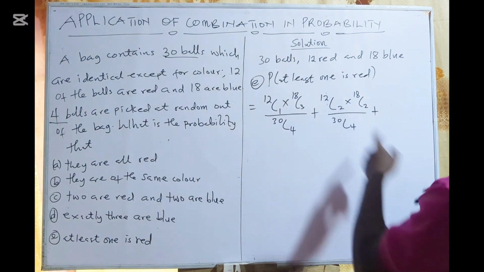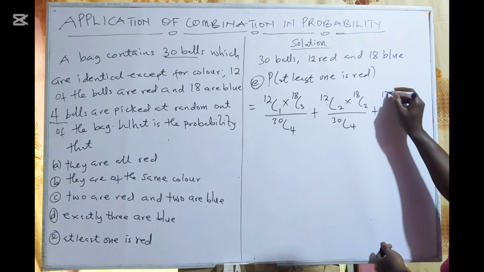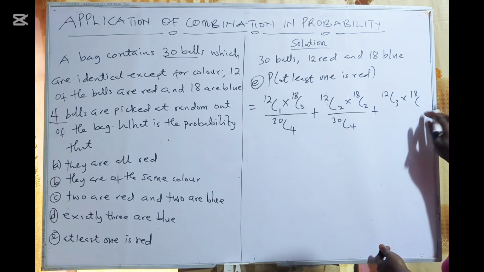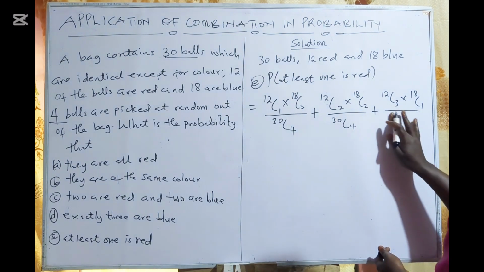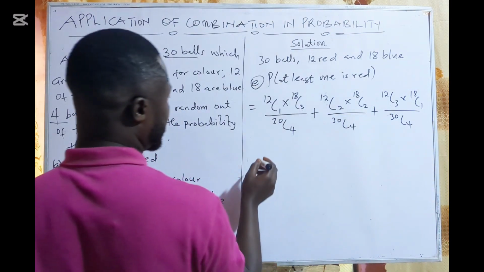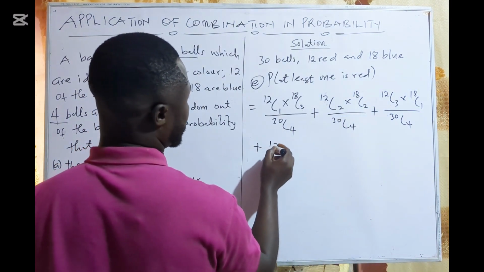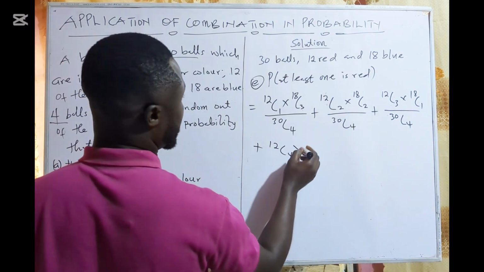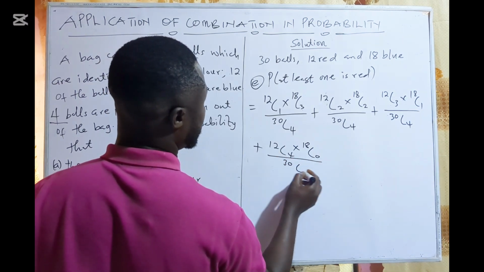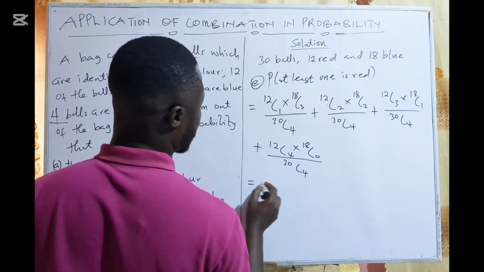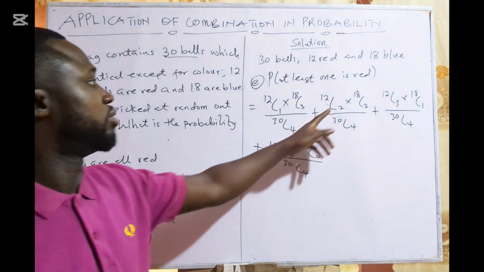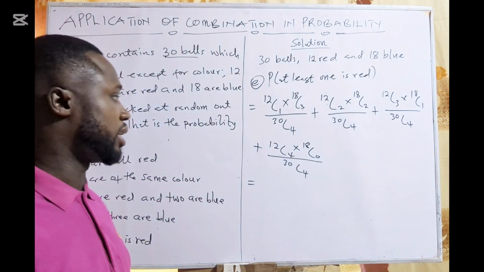Or so at least one red. So 1 is red here, 2 red. Let's go to 3 red: 12 combination 3 by 18 combination 1, all divided by 30 combination 4. And the last option will be all the 12 are red and then none is blue, divided by 30 combination 4. All right, so these are all the possibilities. At least one is red. So either 1 is red, 2 red, 3 red, or all the 4 are red. That is at least 1.